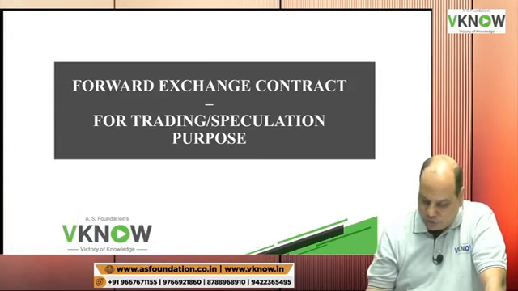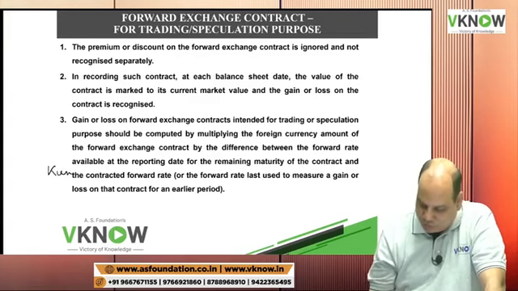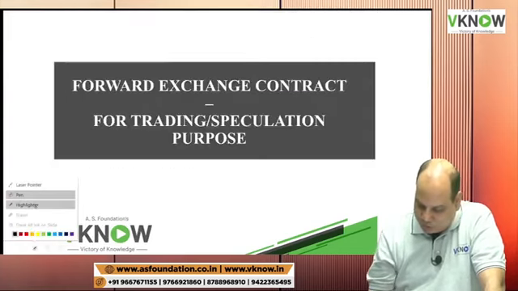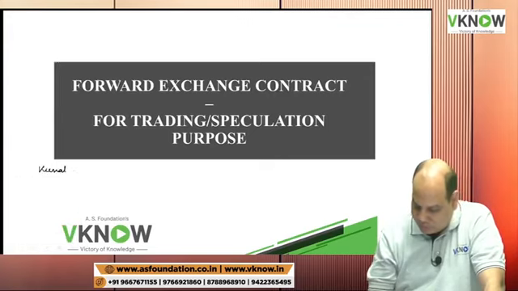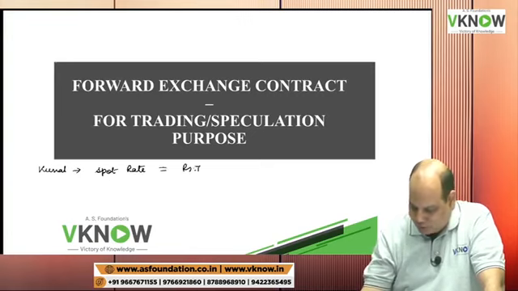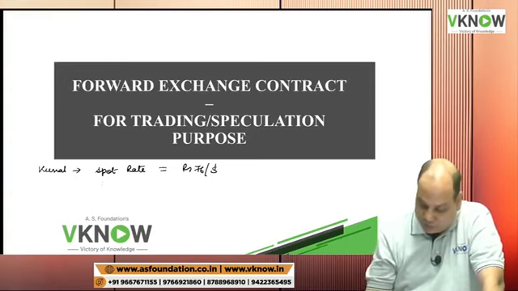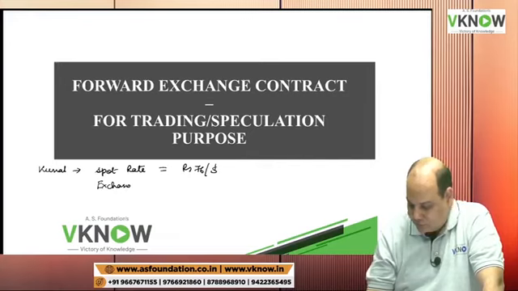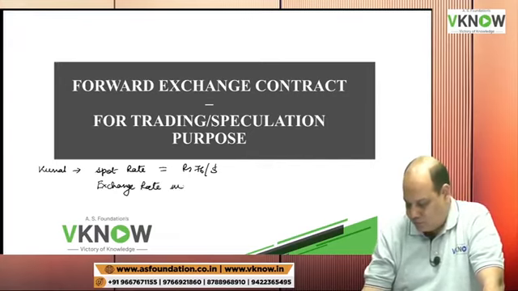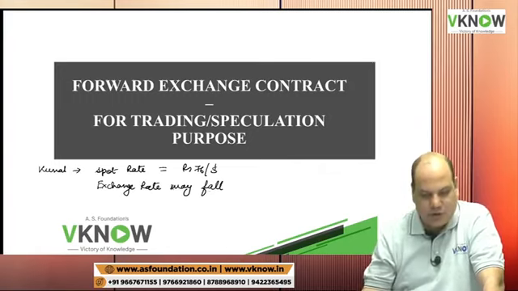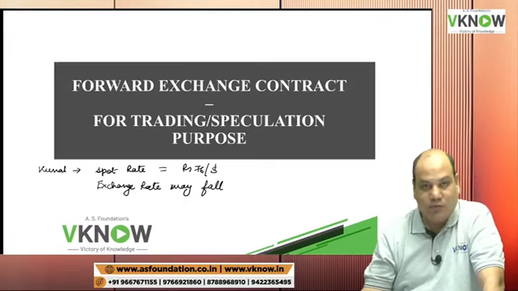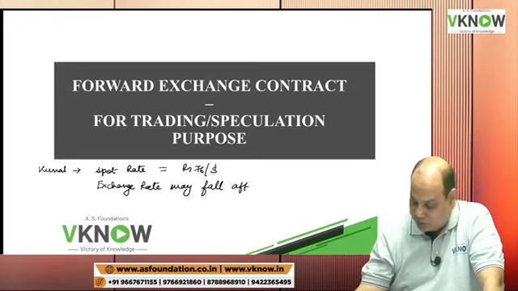Tiwari's friend is Kunal. Spot rate: today the spot rate is 76 rupees per dollar. But Kunal is thinking in a different way. Kunal is thinking that the exchange rate may fall. Kunal is thinking that in India the dollar inflow has increased. The supply of dollar has increased so much in India that the exchange rate will fall after 3 months. He has a different view.